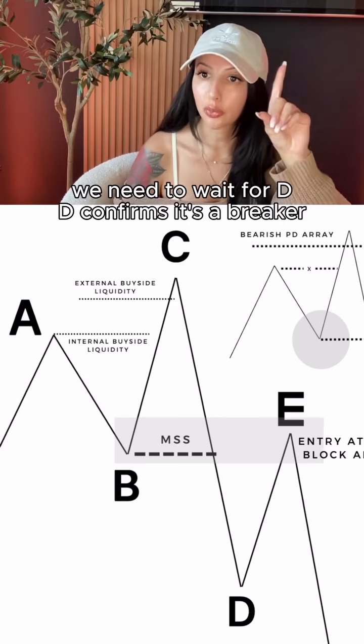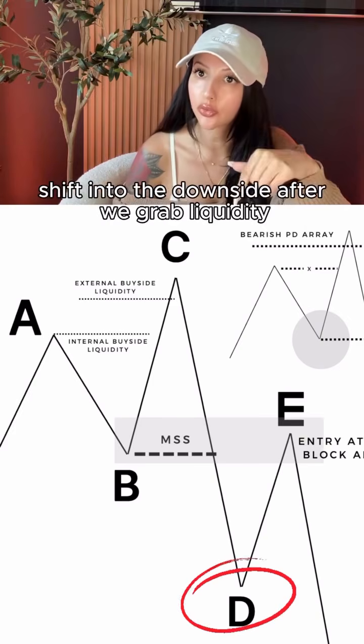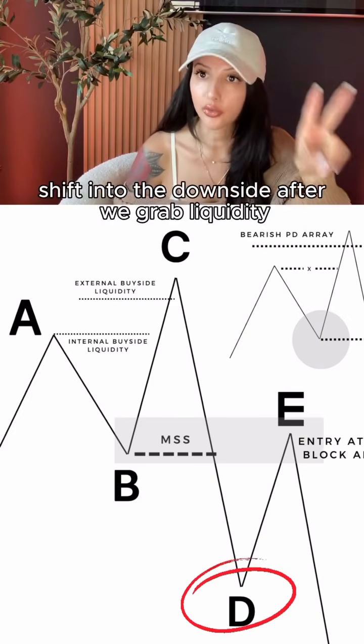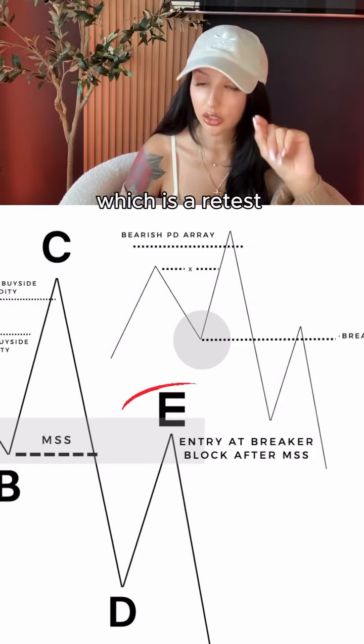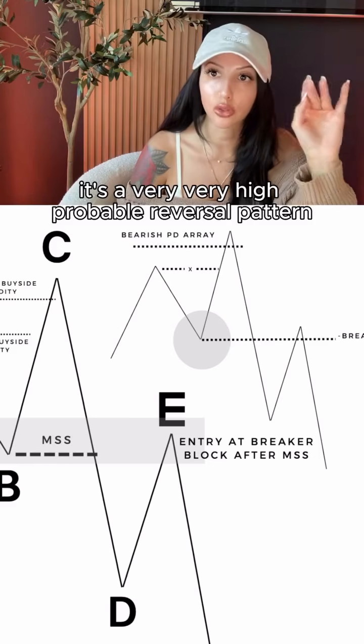D confirms it's a breaker because it's a market structure shift into the downside after we grab liquidity. Then we can get in on E, which is a retest. It's a very, very high probability reversal pattern.